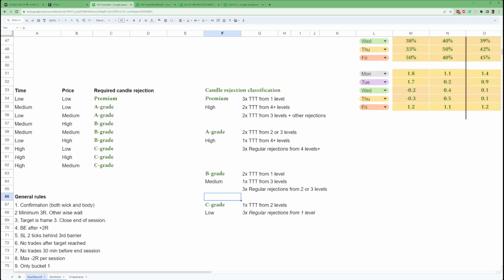So you only want to take these kinds of rejections when there's both high time and price alignment. Once the alignment between time and price reduces, you increase your rejection. So the B grade rejection is when you get 2 times to the tick from 1 level.